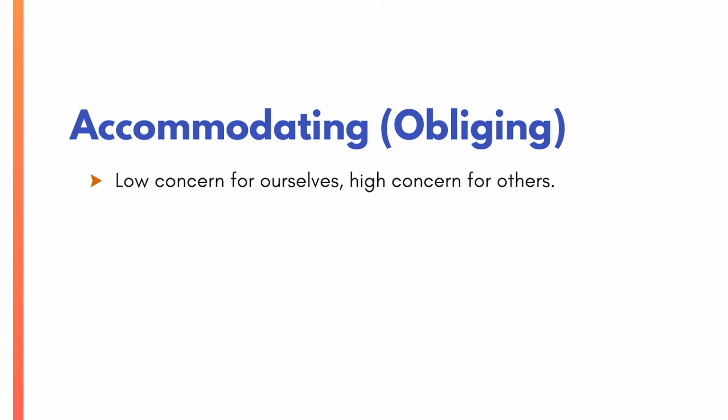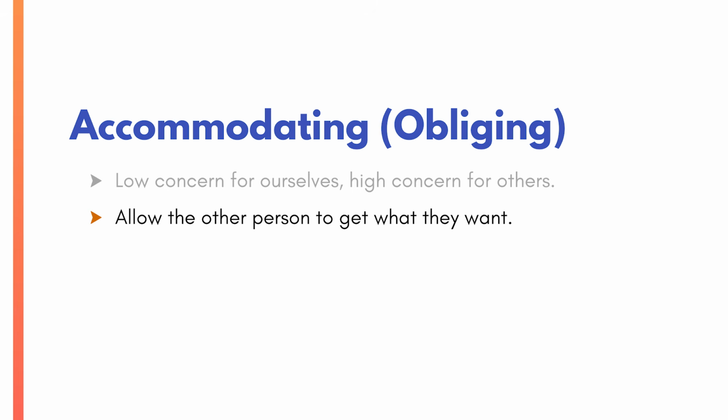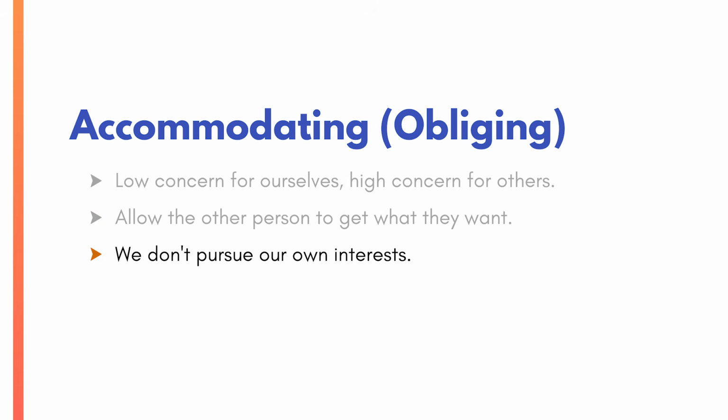If you have a low concern for yourself but a high concern for others, we would accommodate during the actual conflict. This is where we essentially act in ways that make the other person happy. We give in or allow the other person to get what they want, but we don't want to pursue our own interests during the midst of a conflict.